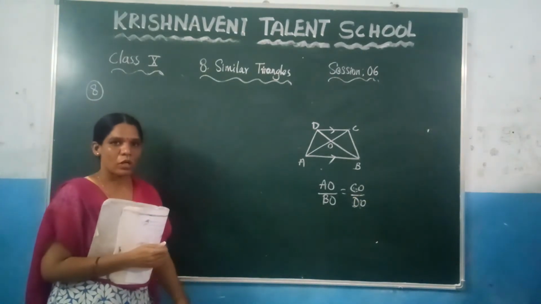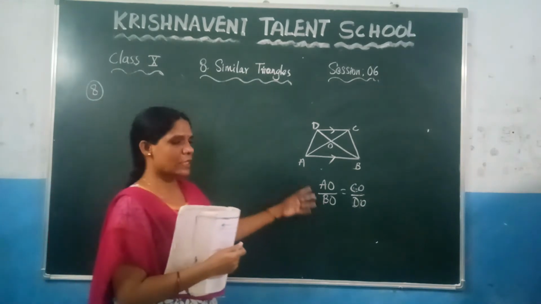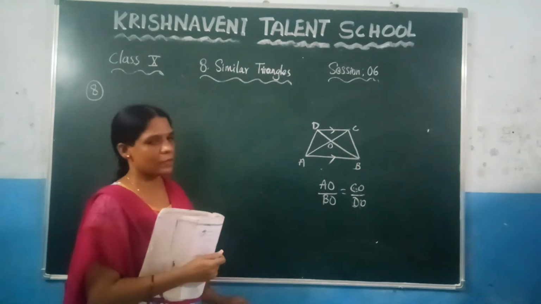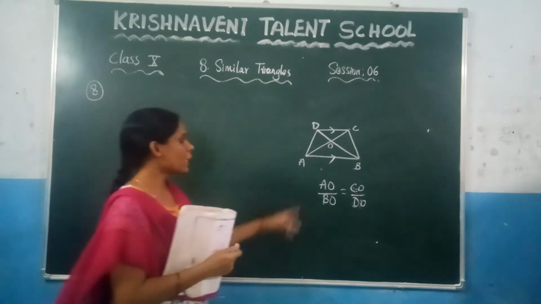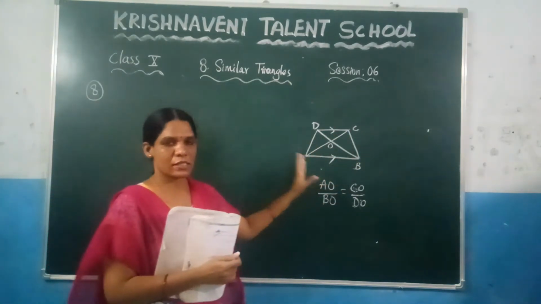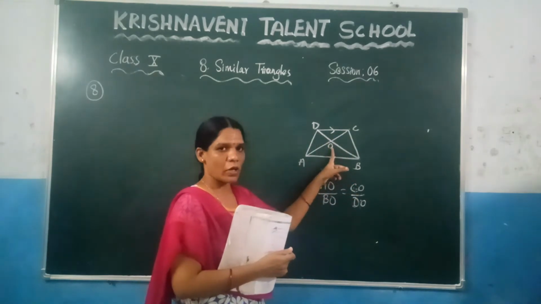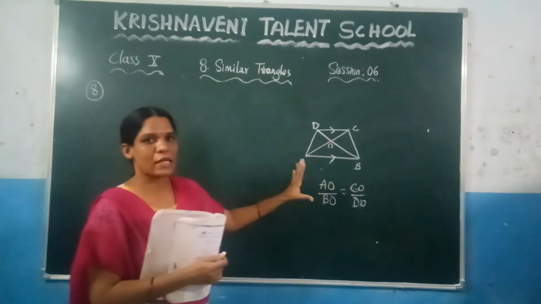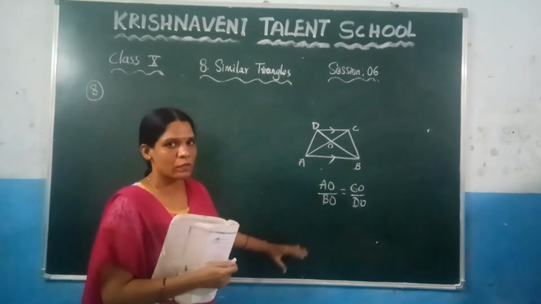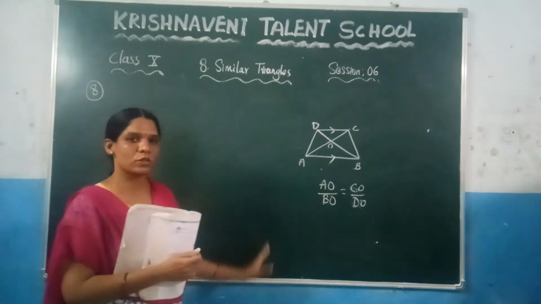So again, what's the question given here? ABCD is a trapezium. So we have drawn one trapezium such that AB is parallel to CD. This is the condition they have given, and they said that these diagonals intersect at point O, and based on this condition you need to prove AO by BO is equal to CO by DO. This you need to prove.